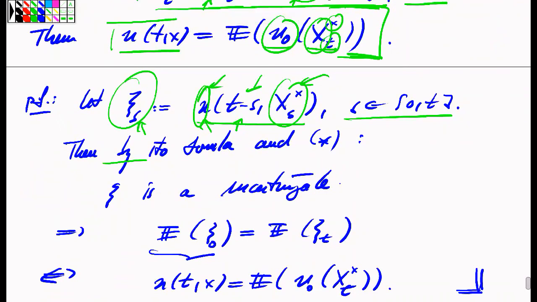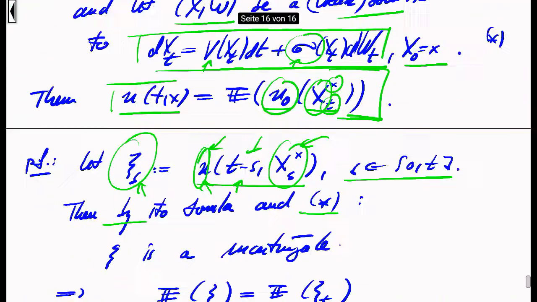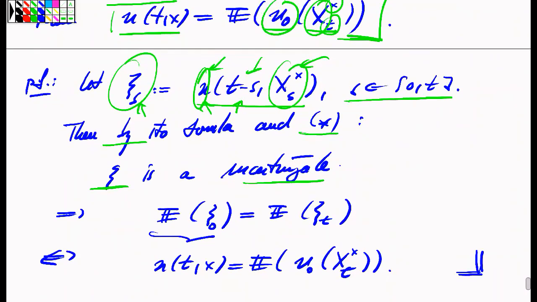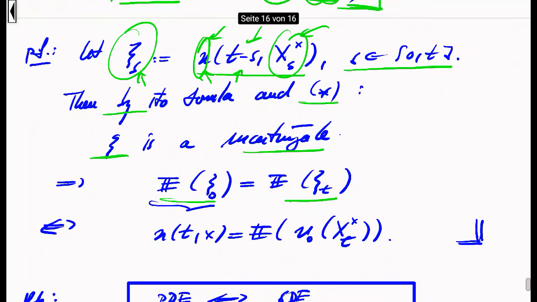So using the Ito formula and doing the algebra, using the stochastic differential equation for X, that's very similar to what we did already in the case of the Black-Scholes PDE. We find that this process psi is in fact a martingale. That's the critical observation, that this process, which involves the solution of the PDE, the solution of the SDE, and the time inversion, is a martingale. So fine, a martingale has constant expected value, which means that the expected value of psi at initial time is the same as the expected value of psi at time t.